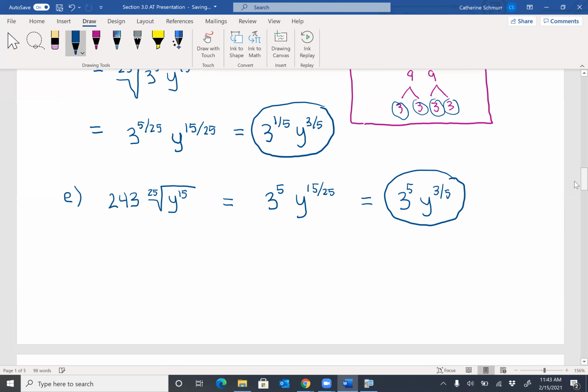And again, that was problem 5 on the homework for 3AT.